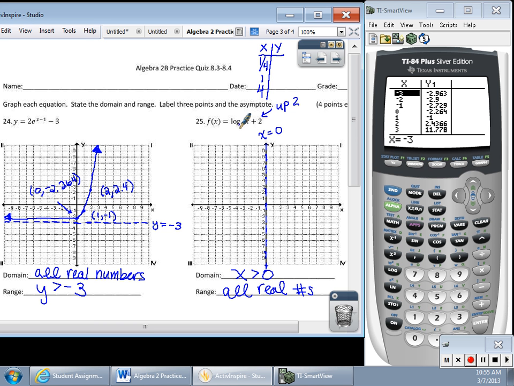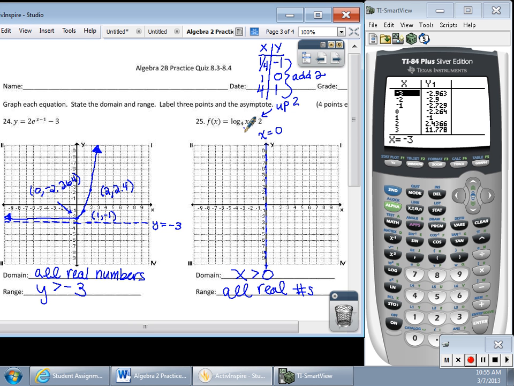And the log base 4 of 1/4 is -1. The log base 4 of 1 is 0. Log base 4 of 4 is +1. But that's not what we want. This is shifting up 2. Upward shift affects your y values. So we're going to take all of those and we're going to add 2.